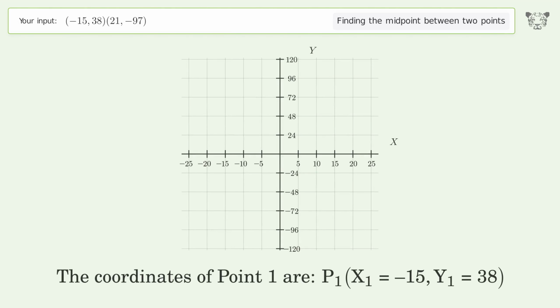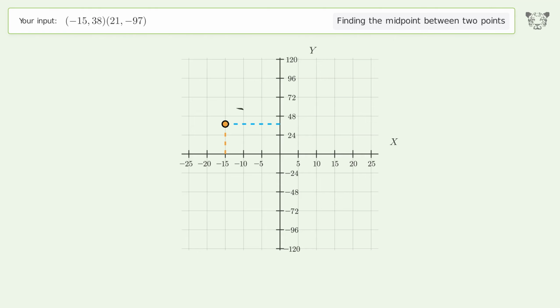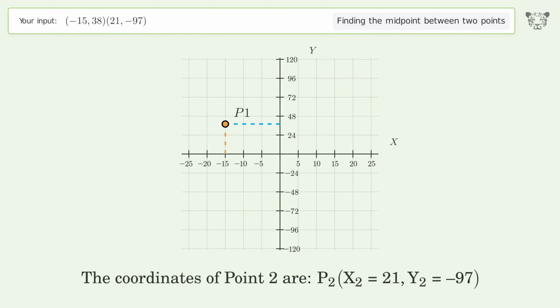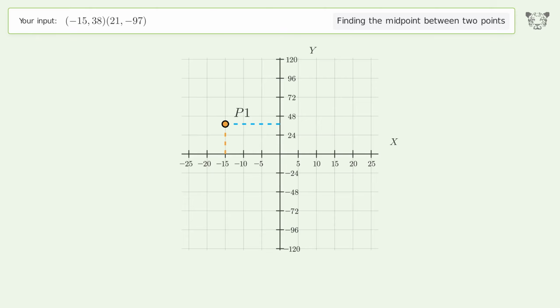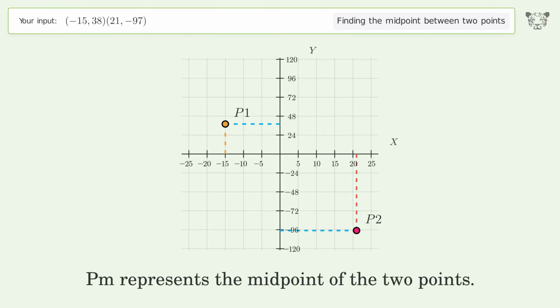The coordinates of point 1 are x1 equals -15, y1 equals 38. The coordinates of point 2 are x2 equals 21, y2 equals -97. PM represents the midpoint of the 2 points.